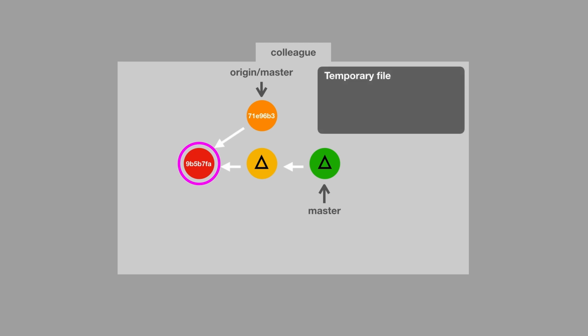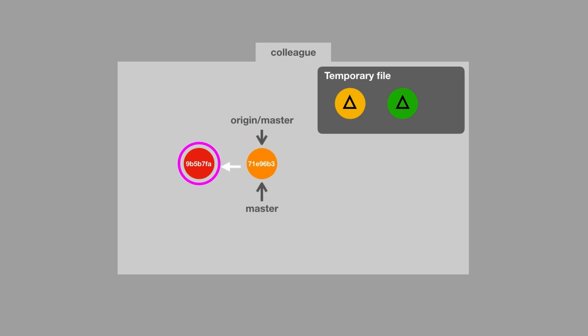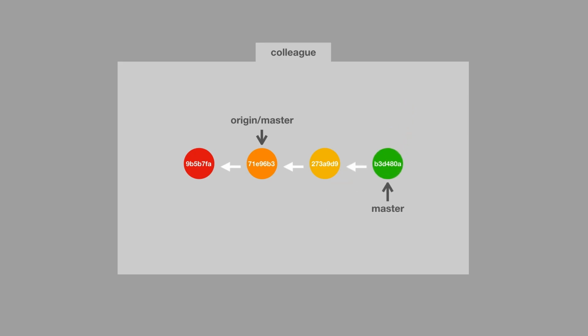Then the third thing is it's going to save those changes, those diffs, to a temporary file. Finally, the fourth step is it's going to reset the current branch, so our master branch, to the same commit as the branch we are rebasing onto. So that's the orange commit. And finally, the last step is it's going to apply each change in turn. So first, the changes introduced by the yellow commit, and then the changes introduced by the green commit.